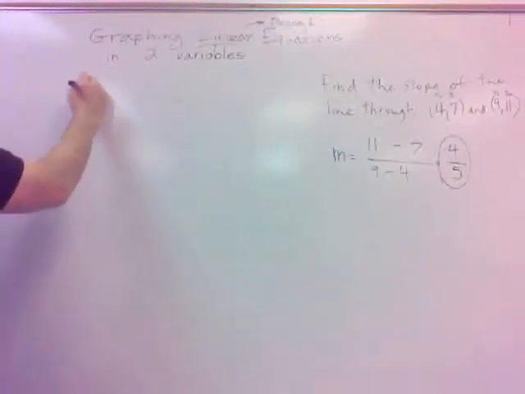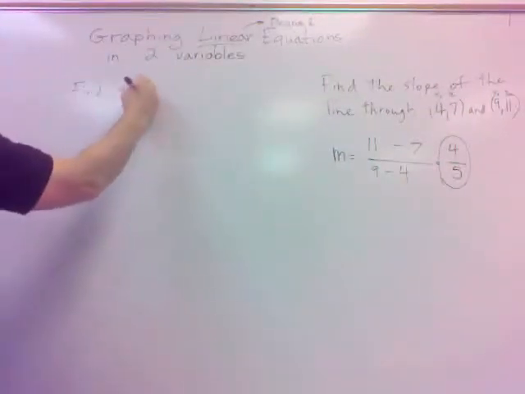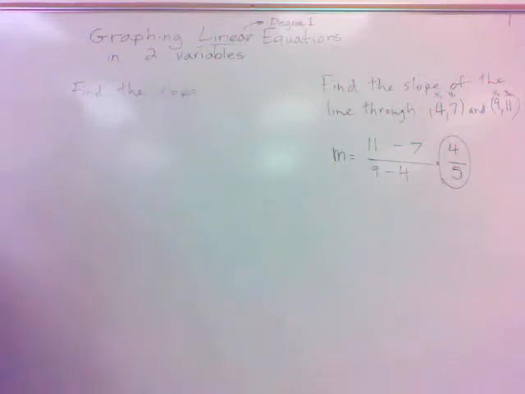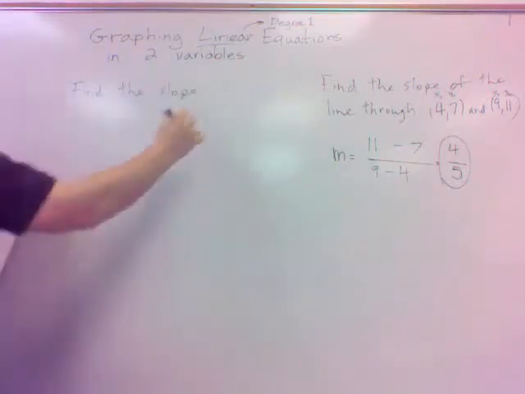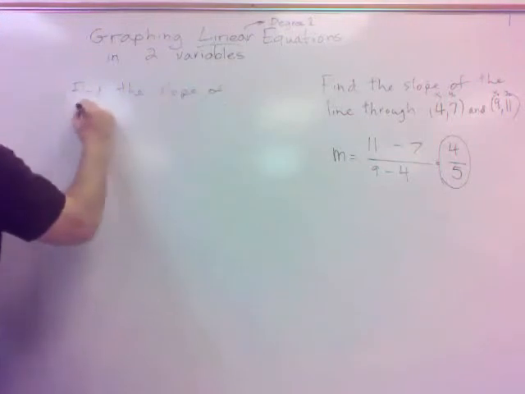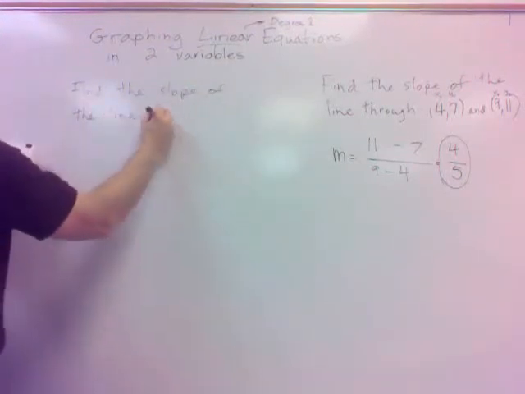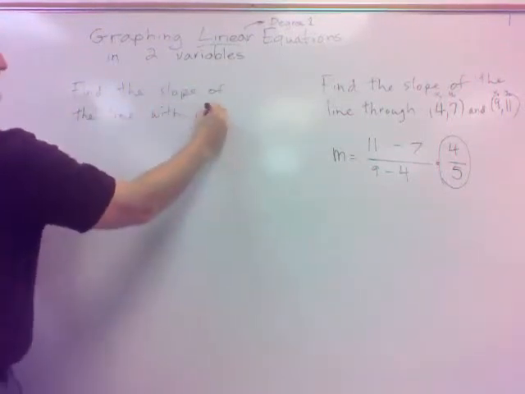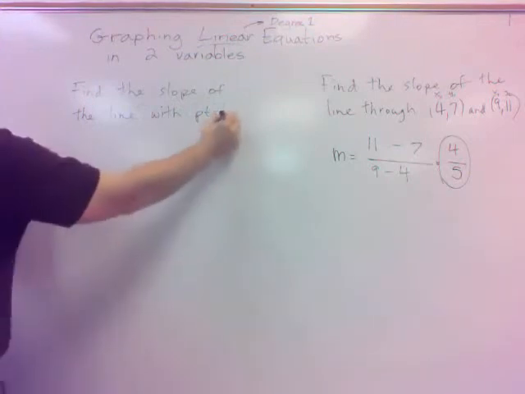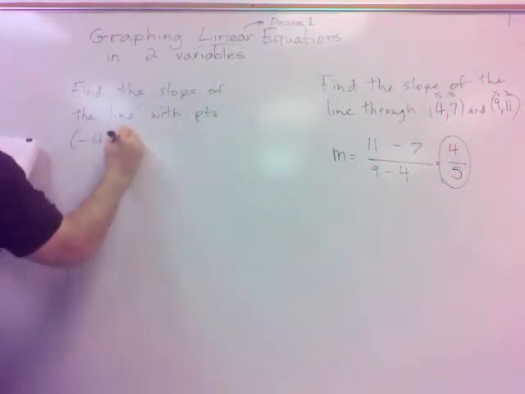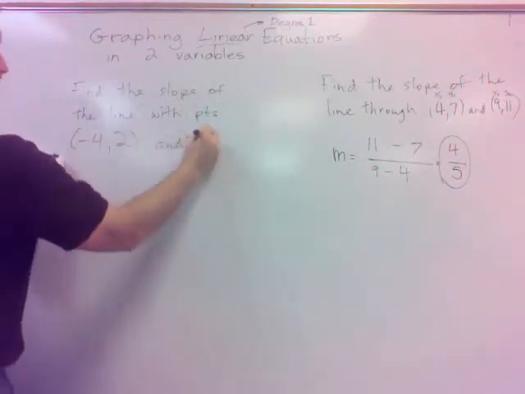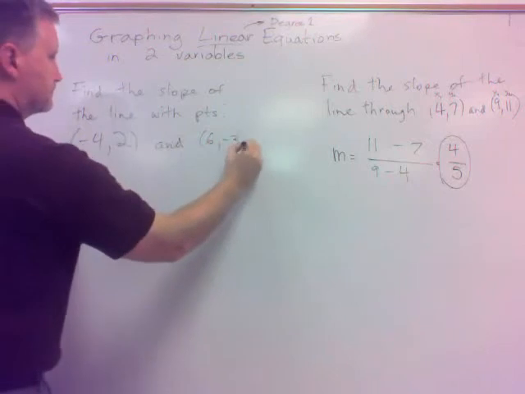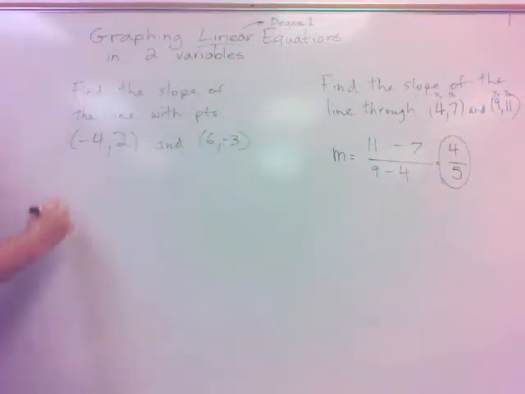Of course, what you have to be careful with are negatives. So let's try this one. Find the slope of the line, and the points are negative 4, 2, and 6, negative 3. What's your slope there?